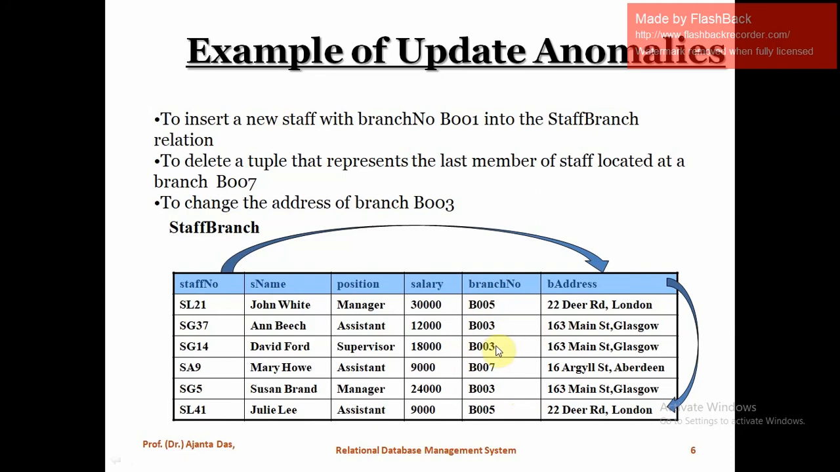Next, if branch B003 moved somewhere else, we have to change the address, and we have to change the address in every place. It's not that we update the address in only one place and it will be reflected everywhere. That could be defined as a modification anomaly. So I hope the staff branch relation explained insertion, update and deletion anomalies thoroughly. To remove all this, we have to apply normalizations, and that is the basic reason why we need to learn normalizations.